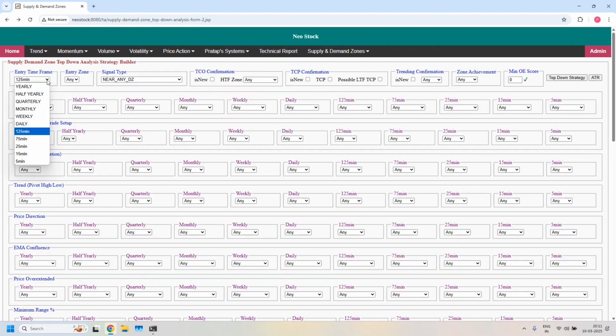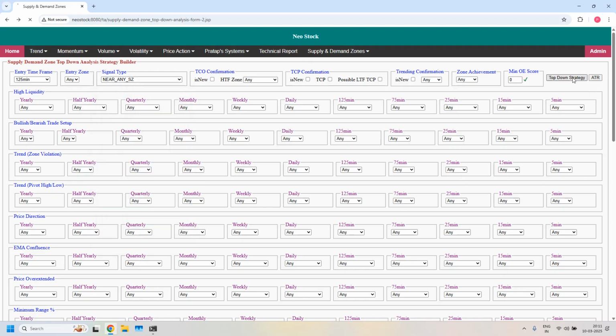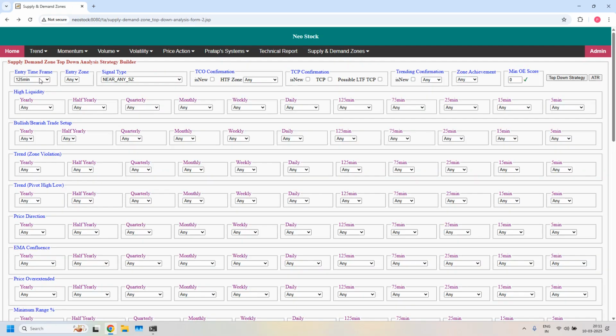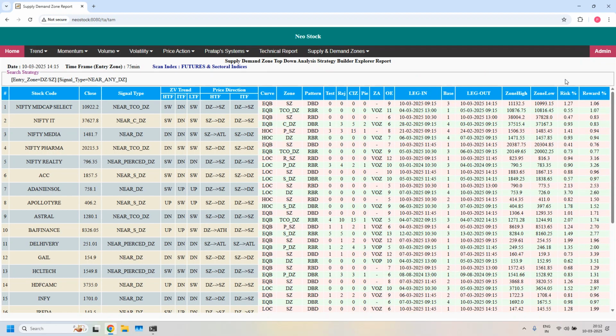Next 125 minutes time frame, stocks near 125 minutes supply zone. We got 5 stocks. Okay. Next time frame is 75 minutes. Entry time frame 75 minutes. Let us find the stocks near 75 minutes demand zone.